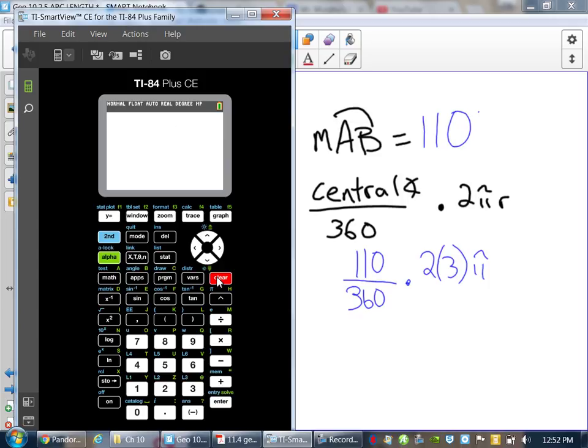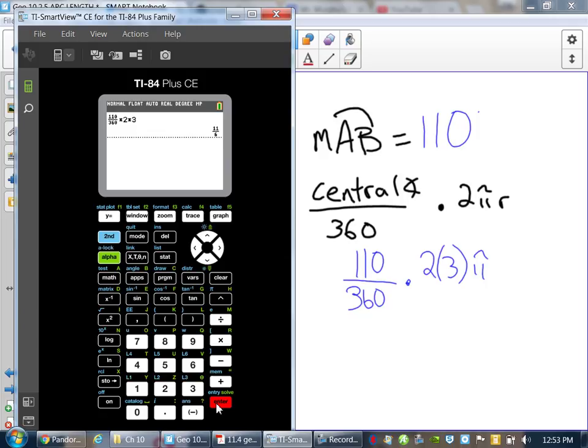Now, my calculator will not leave it in terms of pi. So when I show you how to press the buttons, I'm going to do everything except press pi. I create the fraction bar. I type 110 over 360. I move it to the right. I press the button that says times, 2 times 3, and I hit enter. I get 11/6.